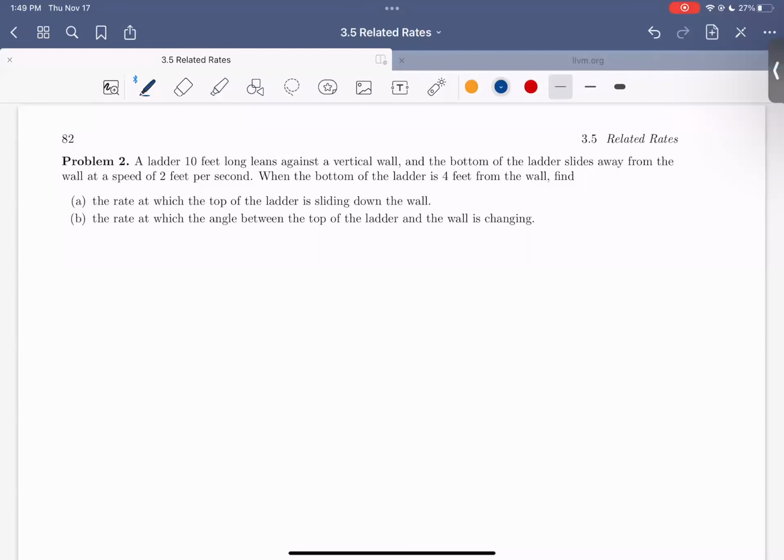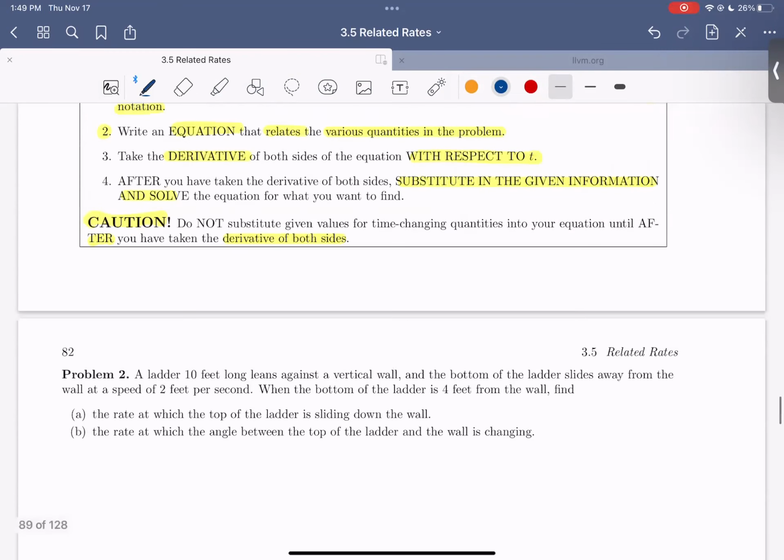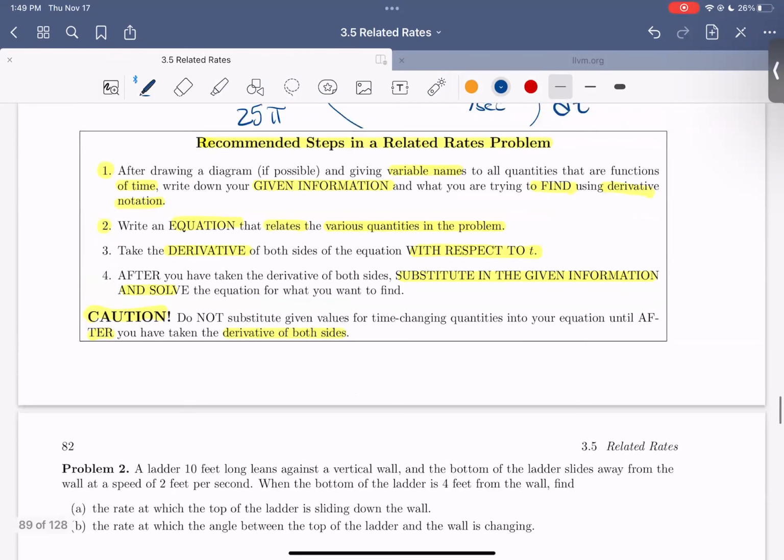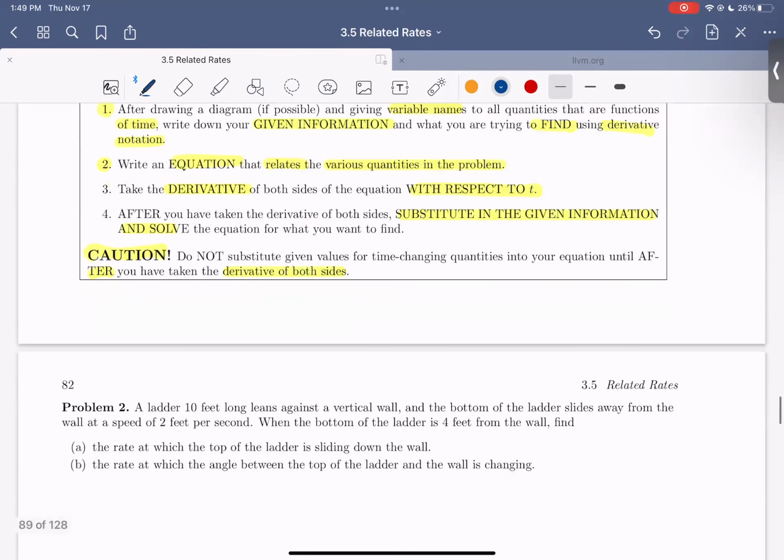Hello, everyone. In this video, we are going to look at problem 2 from our section 3.5 on related rates. Before we get started, you might want to take a brief look at the recommended steps in related rates problems, just to refresh yourself on how we go about solving these types of problems. All right, so let's launch in together.